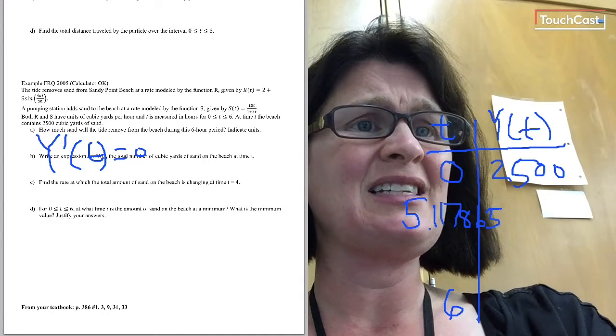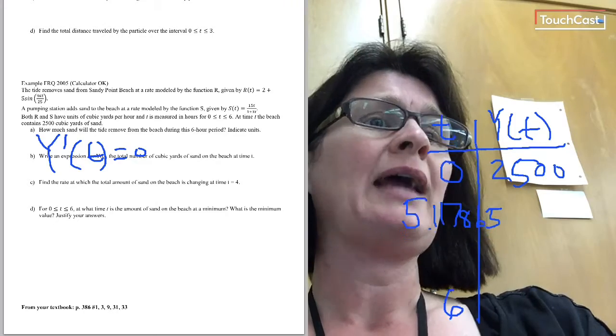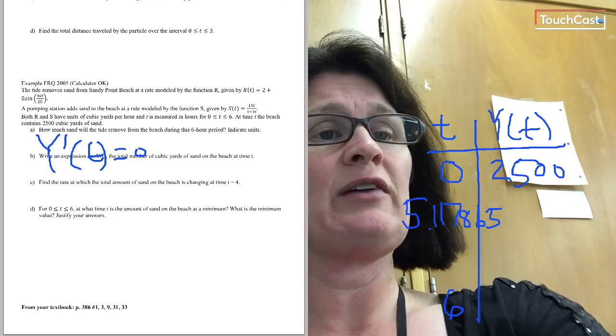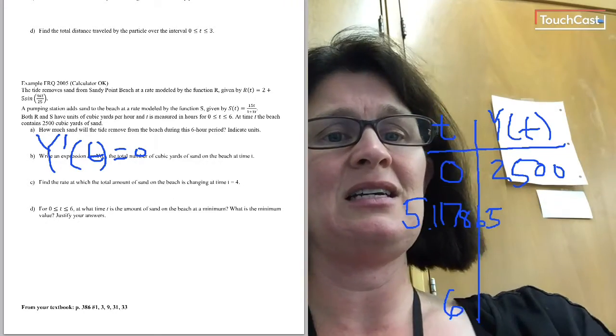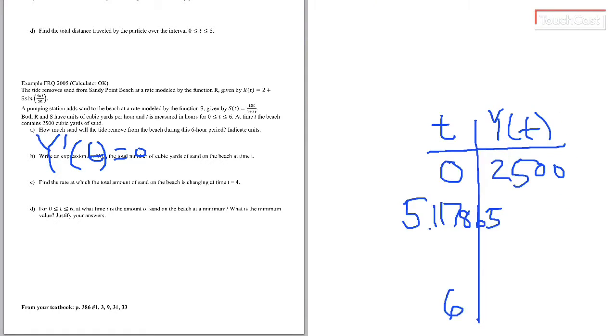I'm going to use 5.117 as t in the y function. I'm going to use 6 as the t in the y function, and I'm going to come back and pick the one that gives me the biggest output. So when I use 5.117865, my y turns out to be 2492.369. You should give all of these answers to 3 decimal places.